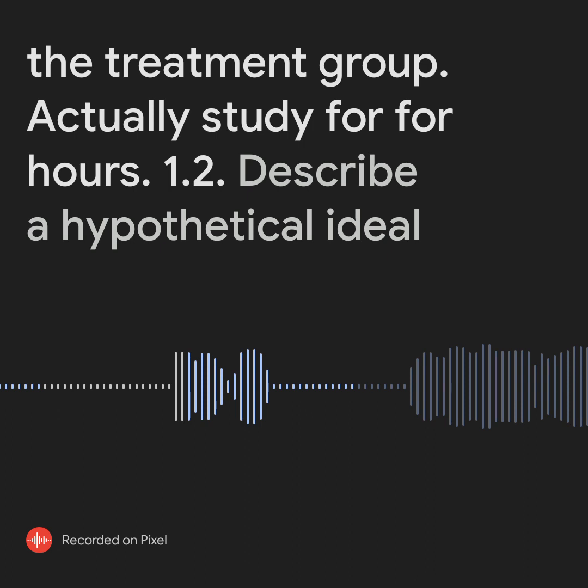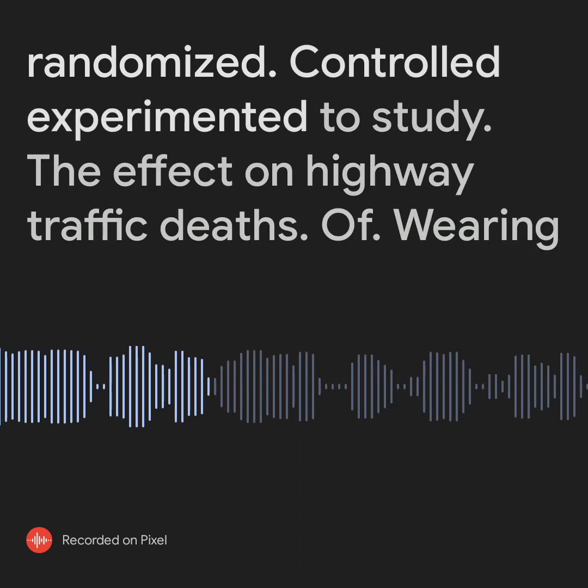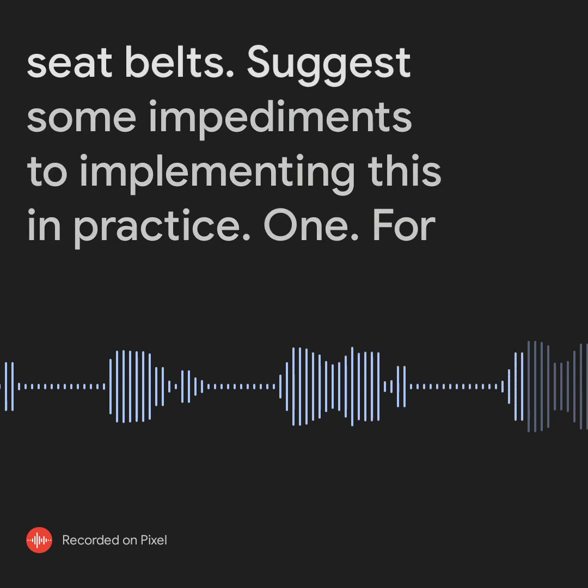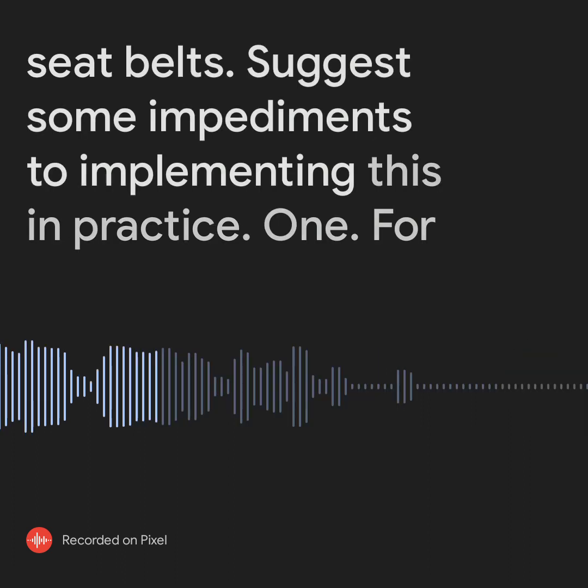1.2. Describe a hypothetical ideal randomized controlled experiment to study the effect on highway traffic deaths of wearing seatbelts. Suggest some impediments to implementing this in practice.